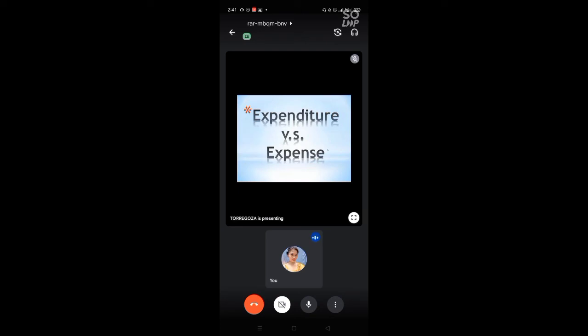Expenditure versus expense. Expenditure is cost that is spent on the purchase or growth of fixed assets, while expense affects the profit and loss statement of a company as they appear as costs incurred to earn revenue. The firm can account for it in two ways. These are capitalization and expensing.